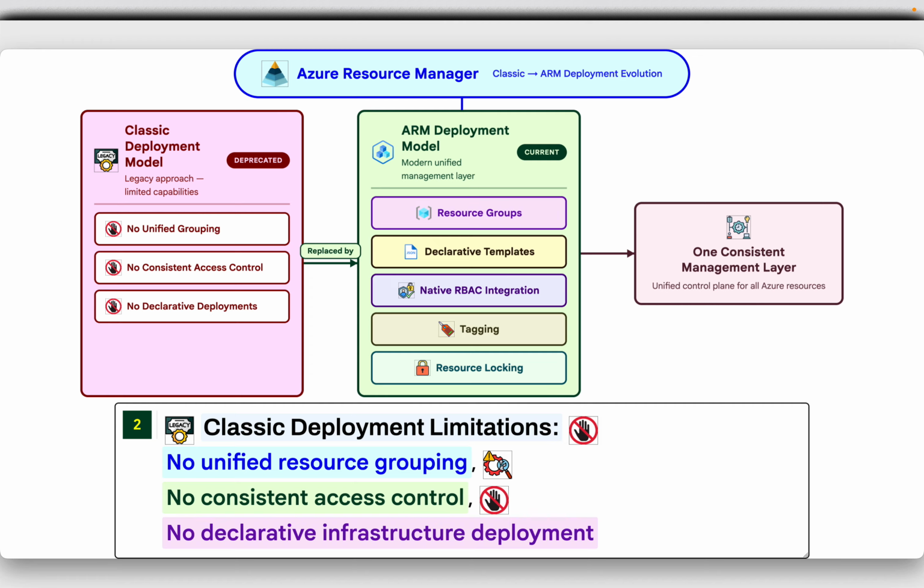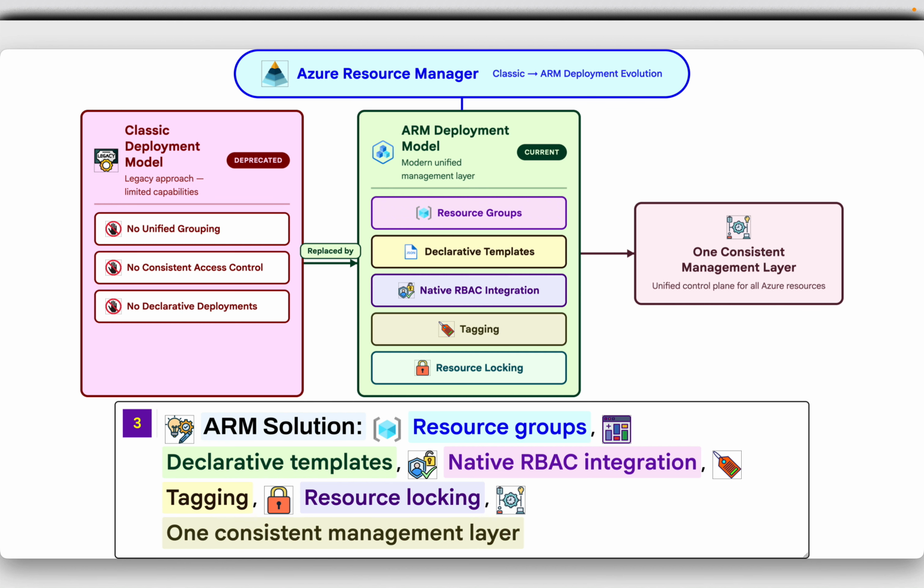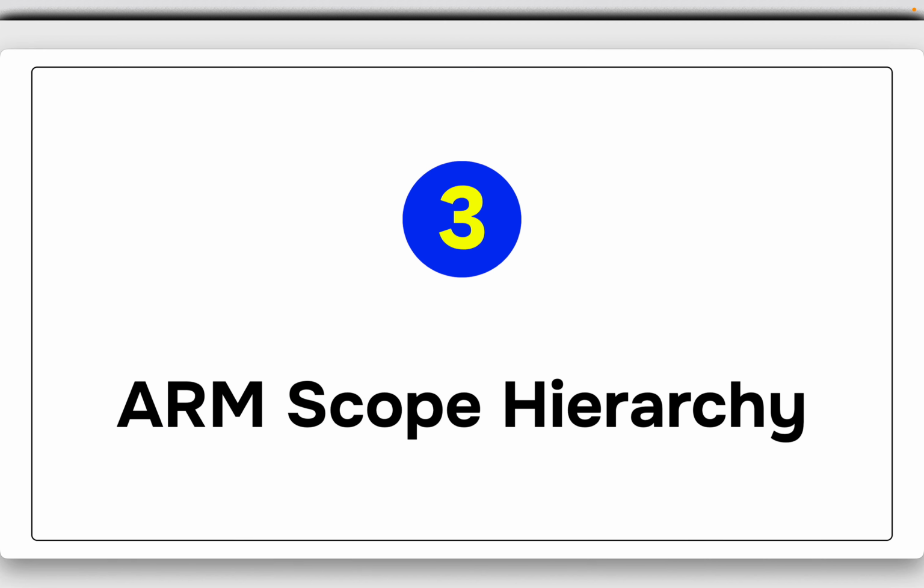The classic deployment model had three major limitations: no unified resource grouping, no consistent access control, and no declarative infrastructure deployment. Azure Resource Manager solved all of these problems by introducing resource groups, declarative templates, native RBAC integration, tagging, and resource locking. Together, these features provide one consistent management layer for the entire Azure platform.